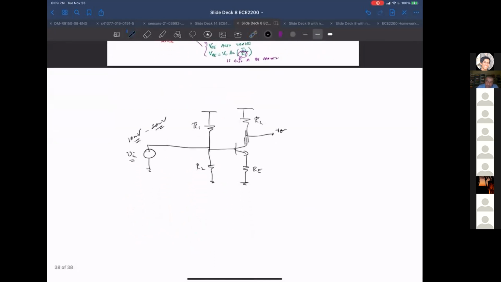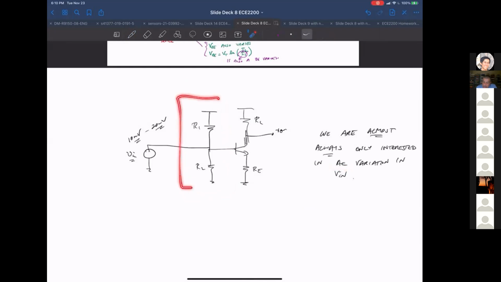So we are almost always only interested in AC variations in VN. Okay, so what are AC variations? They are things that are changing with time. So the biasing is what's DC, what's constant, and VN is what changes with time.